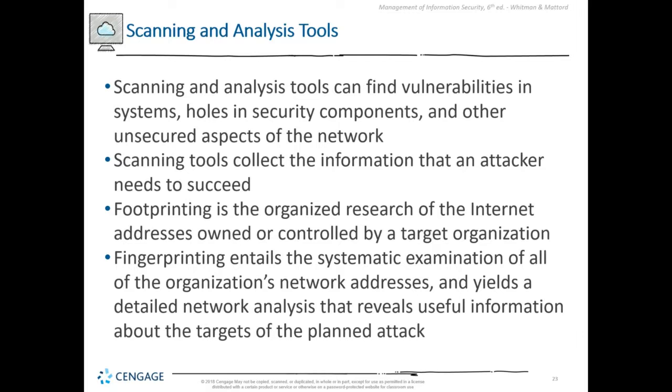Scanning and analysis tools can find vulnerabilities in systems. They can find holes in security components and also other unsecured aspects of the network. So these scanning tools collect information that an attacker needs to succeed. Footprinting is the organized research of the internet addresses owned or controlled by a target organization. So network footprinting yields a network analysis of a set of internet addresses, and those can be later analyzed to find a way into the system.